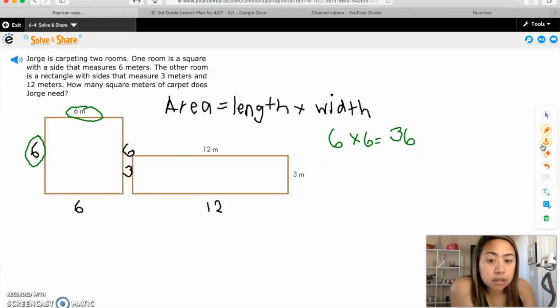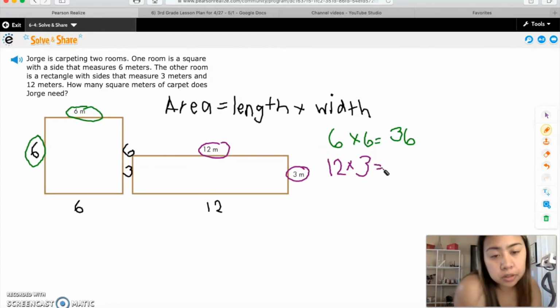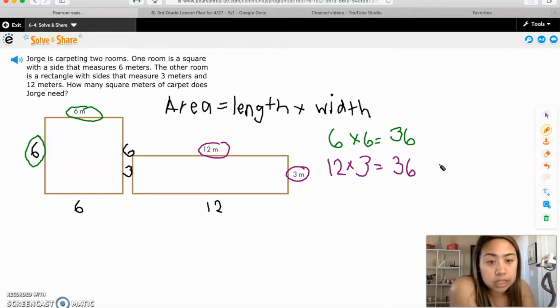And then the same thing for the rectangle. Let's do purple. The width is 12. And then let's multiply it by one width, which is going to be 3. So your problem will be 12 times 3. You could do 12 plus 12 plus 12 to figure out the answer, or if you do multiplication, you will also get 36. So both the rectangle and the square have an area of 36. Go ahead and draw that in your solve and share.